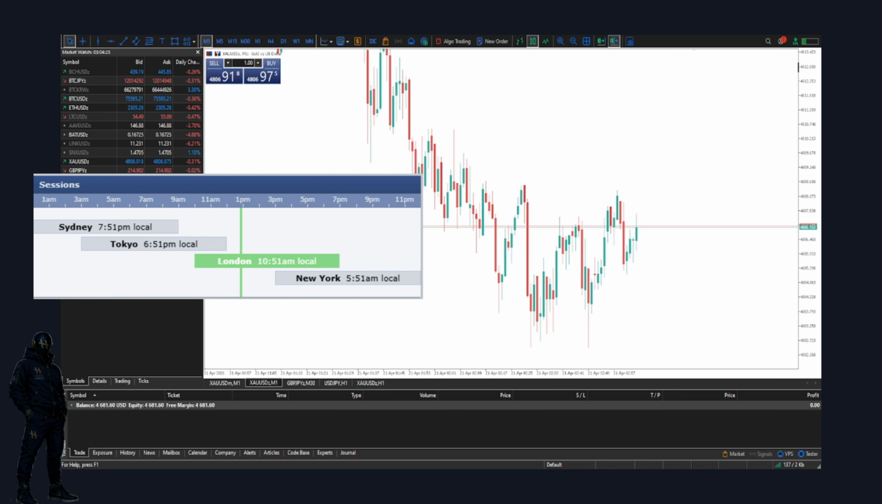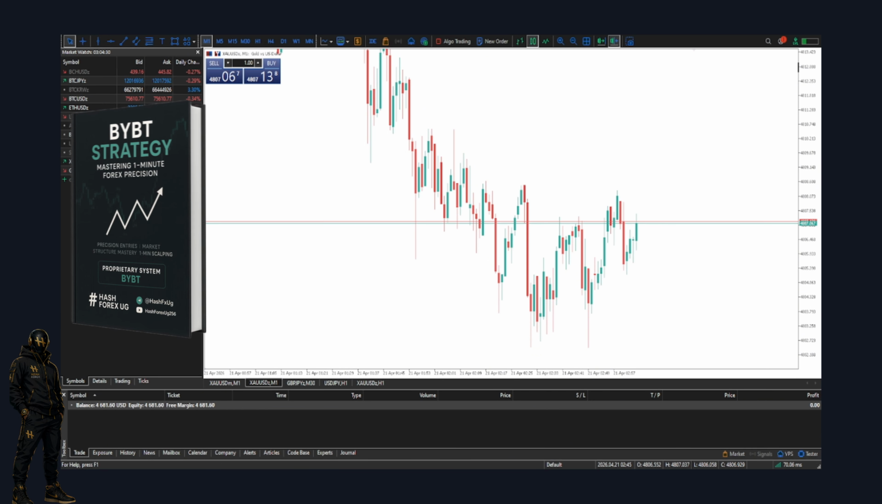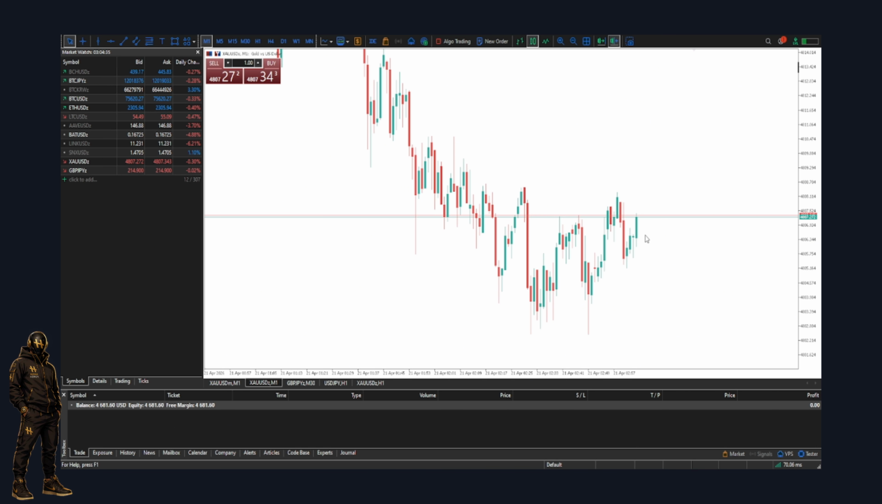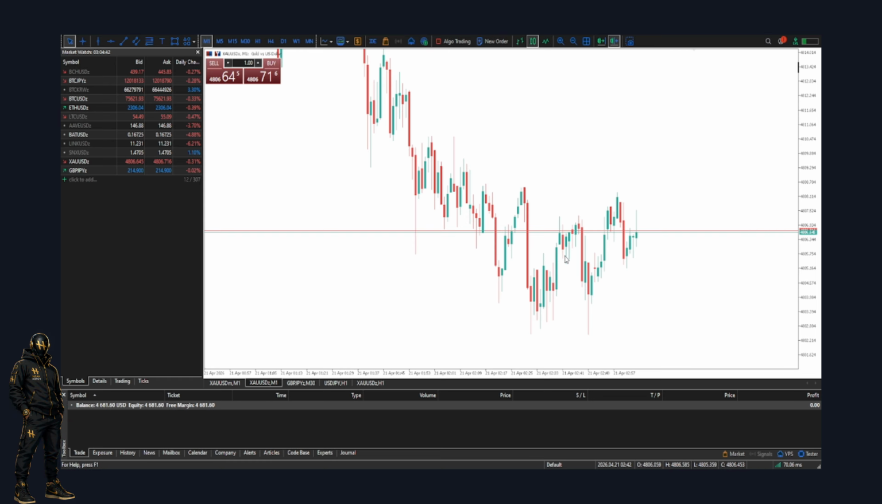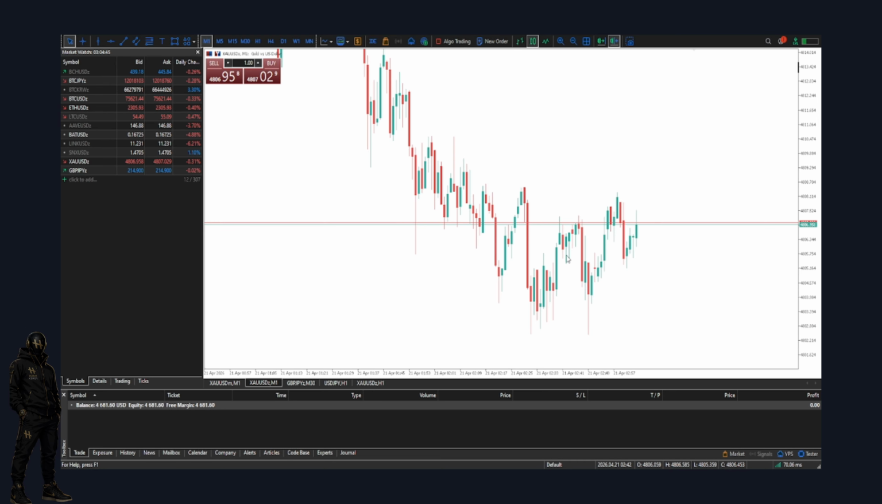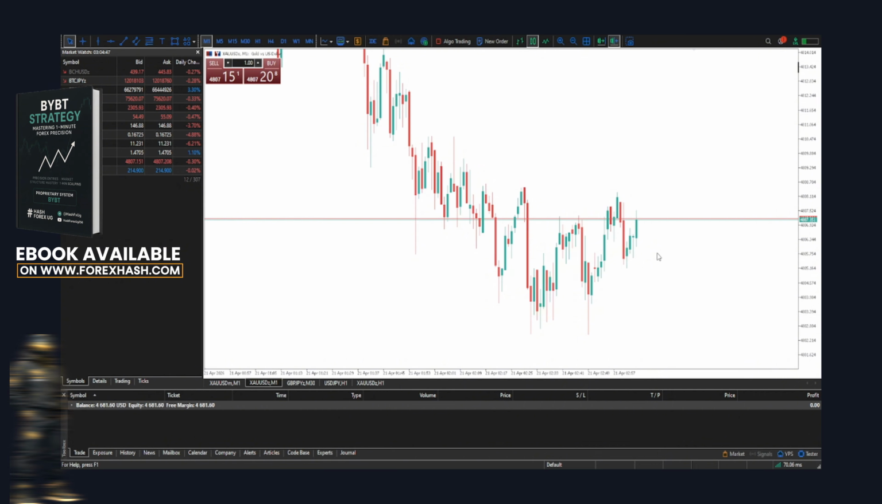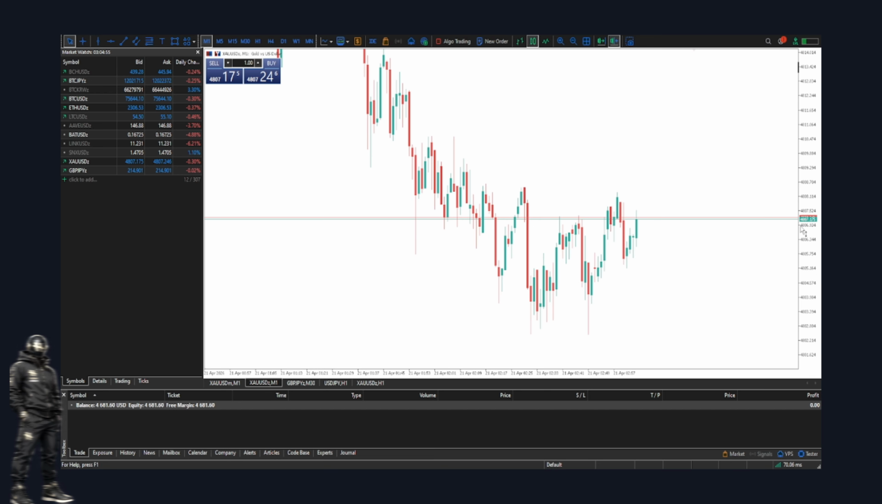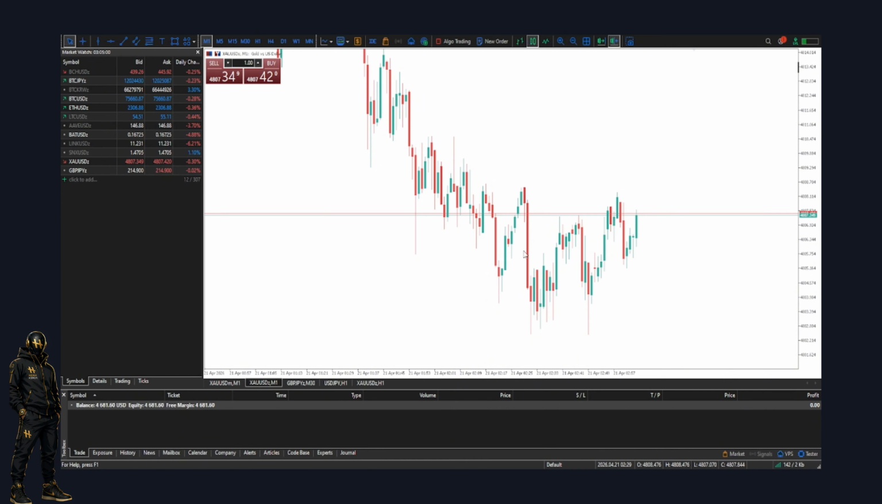We are going to be trading gold on a live market using our strategy, the BYBT strategy. And right now we are in a trading session, and we are going to be trading gold. So using our strategy, the first thing that we do is identify a trend. You know that we are trend traders. We always follow a trend, trade in line with the trend.